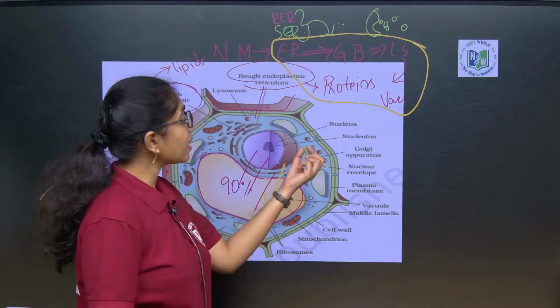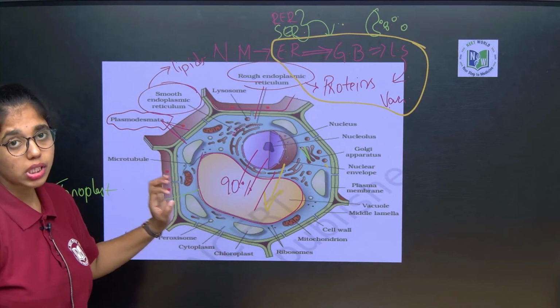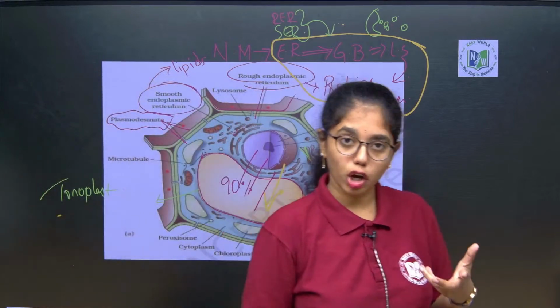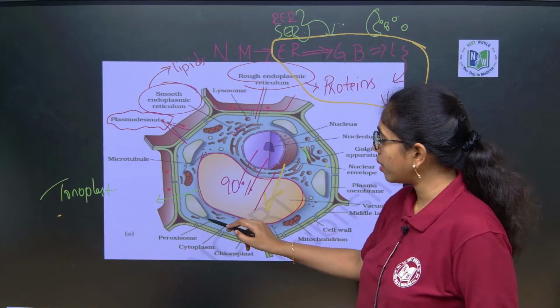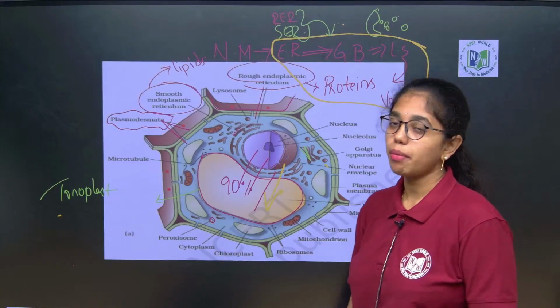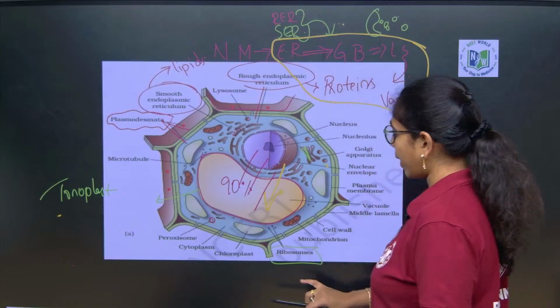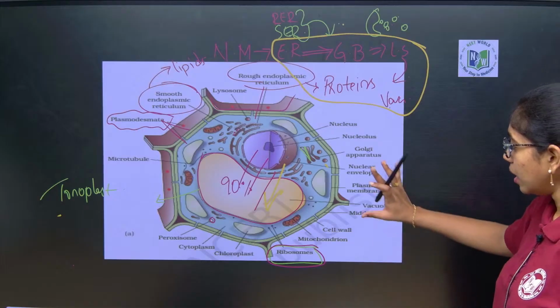Okay. And what are other small membrane bound structures which are present in a plant cell? Those are microbodies, peroxisomes, glyoxysomes. These are present as small membrane bound structures. And what are the non-membrane bound organelles that are present in a plant cell? Those are ribosomes. Ribosomes are non-membrane bound organelles present in the plant cell.